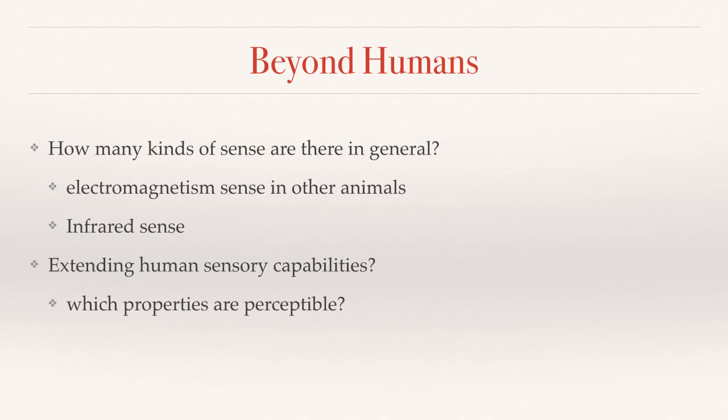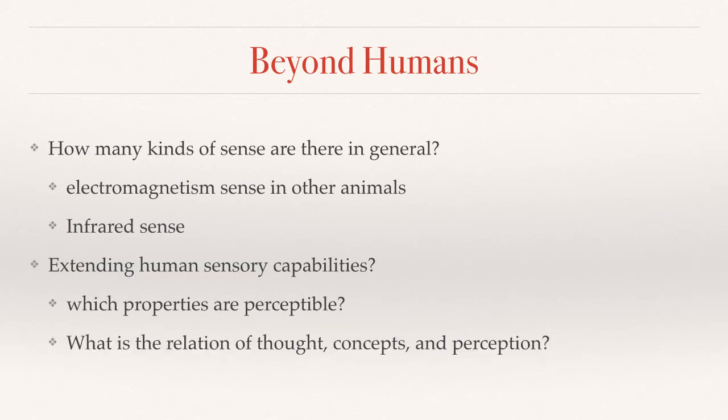So we're going to look at that, but here I'm just flagging it in a more abstract way. We're going to talk in the next section about whether you can perceive elm trees, as opposed to merely a certain arrangement of shapes, which you then use to infer that it's an elm tree. So we're going to come back to those kinds of questions when we discuss the relation between thought, concepts, and perception under the category of consciousness.